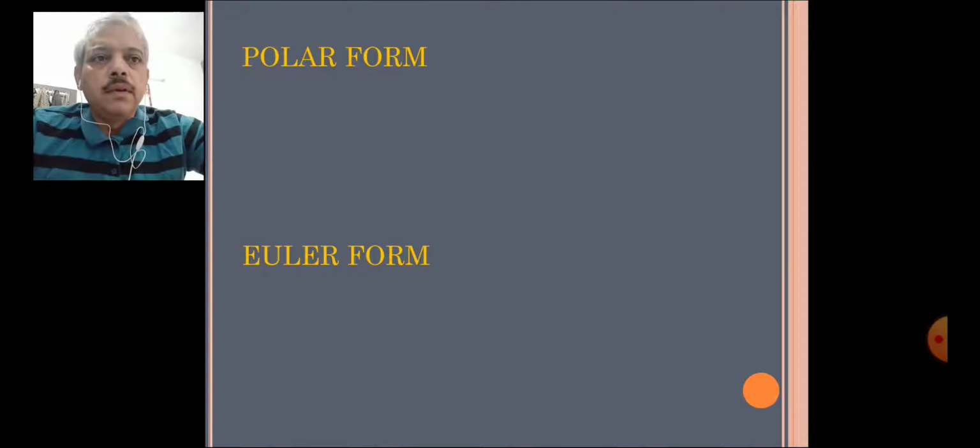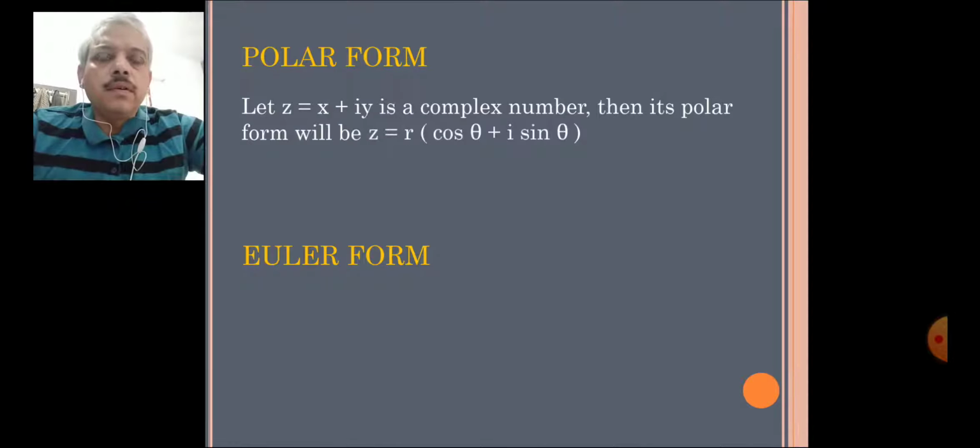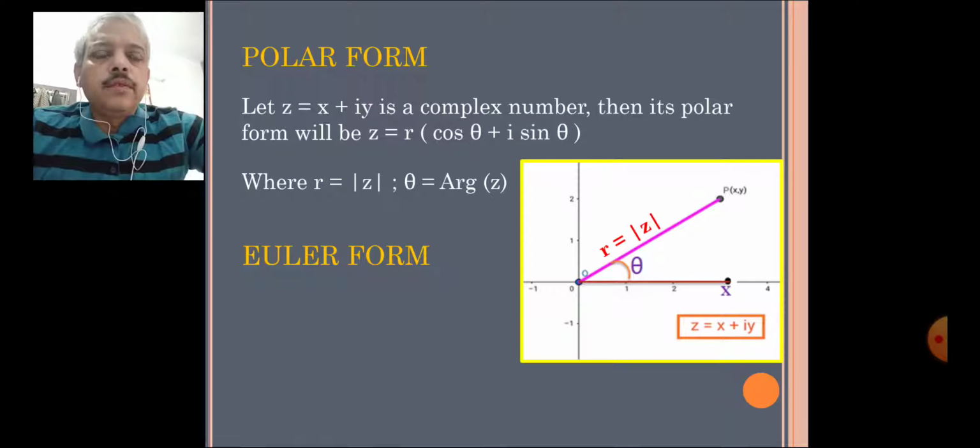Polar form. If we write the complex number z in the form of r cos theta plus i sin theta, then it will be called the polar form. So if we write z is equal to r times cos theta plus i sin theta, then it is the polar form. Polar form is also known as trigonometric form. So you see in the figure, this complex number z represented by P, x plus iy, is written in the form of r and theta.